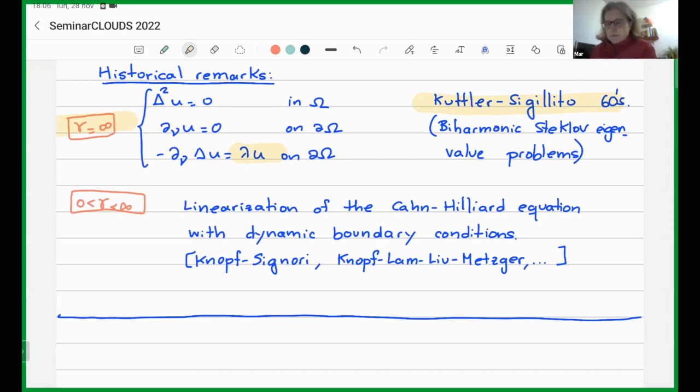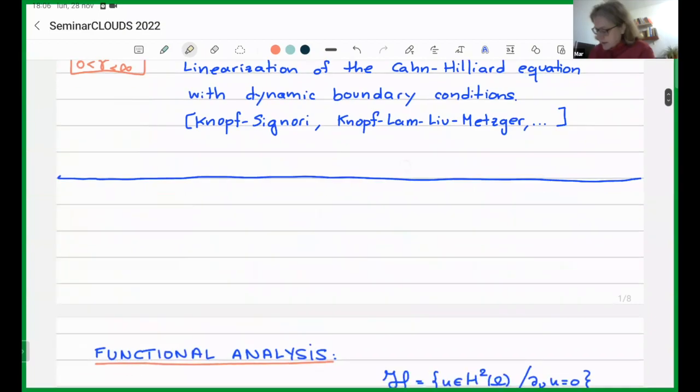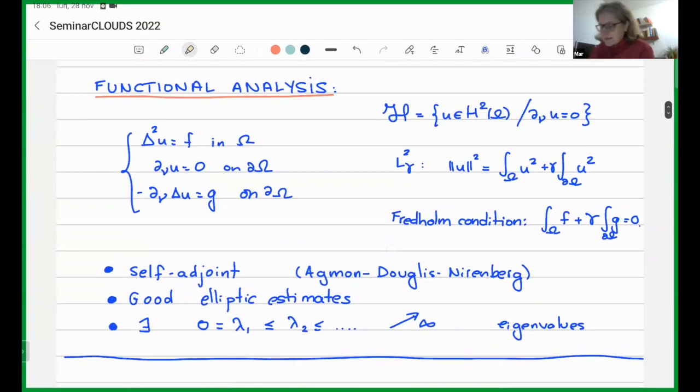Now, I'm not going to talk about this. Let me just give a quick review of the functional analysis involved in this type of equation. So let me remember, inside we have a bilaplacian, and I'm looking at the problem with this third order operator. And okay, I always take zero Neumann.